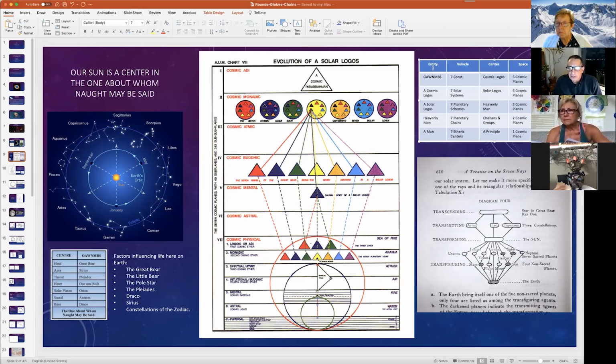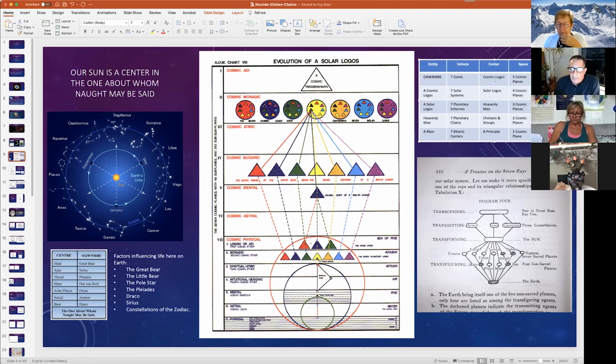Basically it just lists that the entity, the One About Whom Naught May Be Said, has as his vehicle the seven constellations. And he's a center in a cosmic logos. The space that he occupies is five cosmic planes, his being, his consciousness, right? Because don't forget, a plane is essentially an expression of consciousness, a condition of consciousness. So his consciousness occupies five cosmic planes.